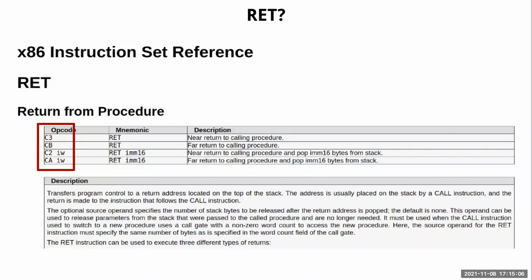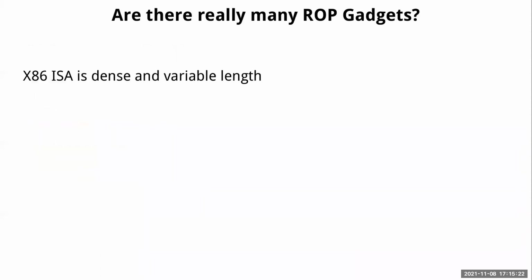But if the CPU interpreted this instruction from the middle, not at the beginning, then that C3 could be interpreted as an instruction, not the data part of the instruction. So to show you, it's not that hard to find gadgets in memory. We're going to do a small experiment.